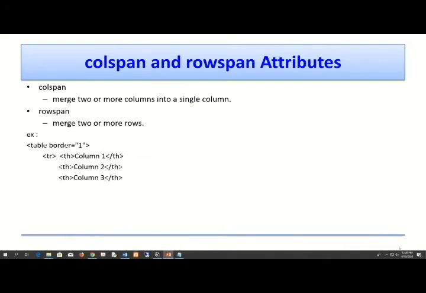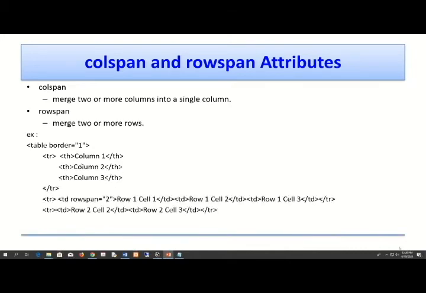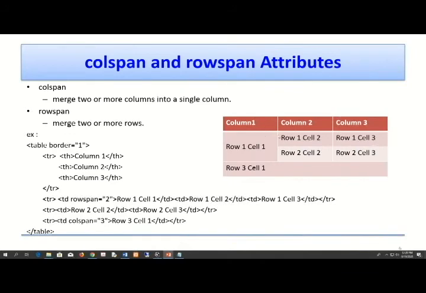In my case, here you have an example with three columns. Here two rows are merged into one row, and here three columns are merged into one cell. You have to listen carefully. This is the original cells.